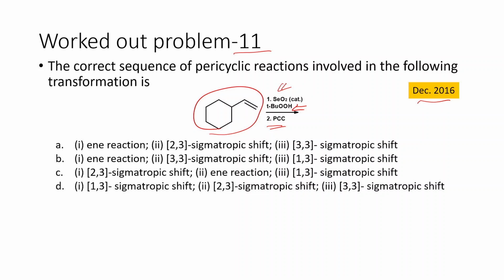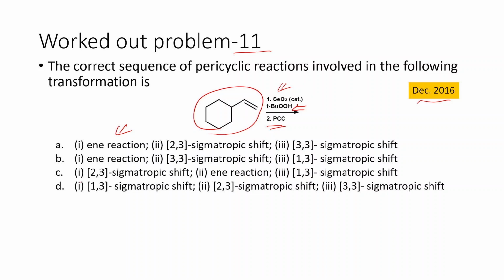So there are various steps that are given here, and the first one is an ene reaction. We have to identify all the possible products. Option A: first step is an ene reaction, second is a 2,3 sigmatropic shift, and the third is a 3,3 sigmatropic shift. Option B: first step is an ene reaction, second is again a 3,3 sigmatropic shift, and the last is a 1,3 sigmatropic shift.